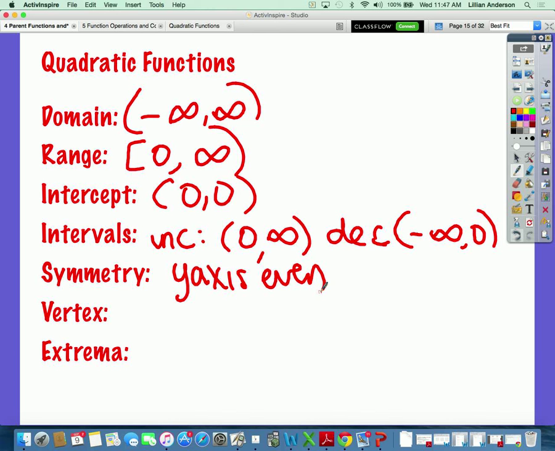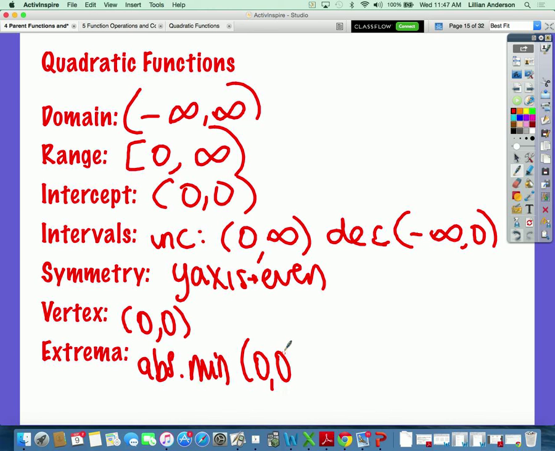I talked about the vertex. Where was the vertex located? 0, 0. And what type of extrema? There you go. So we covered all that.